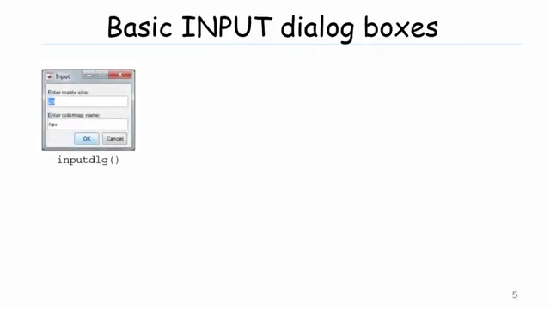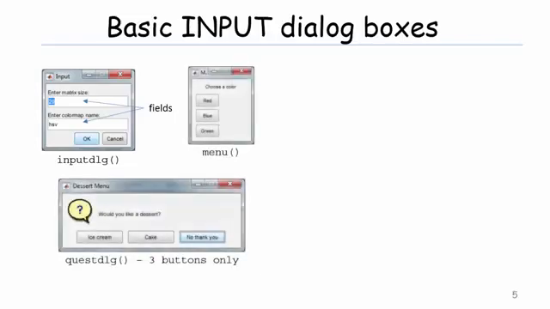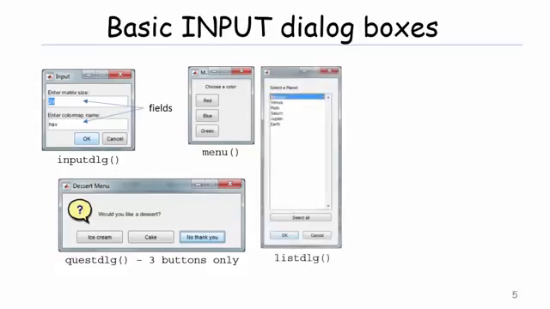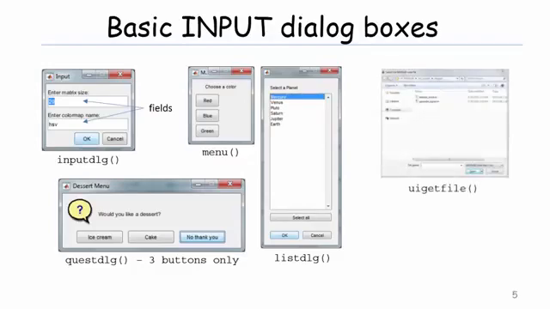So here they are. inputdlg allows us to have multiple fields to enter values. But here I can already tell you that that 20 at the top is the word 20. It's not the number 20. If you want buttons instead, you have menu and questdlg with 3 buttons only. Menu, you can have as many as you want. If you want maybe the user to click a list, you have listdlg. Or if you want a browser to open, you can have uigetfile.